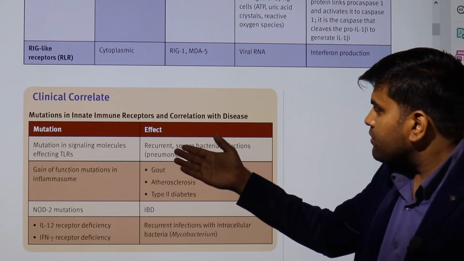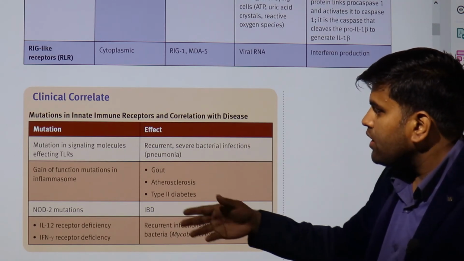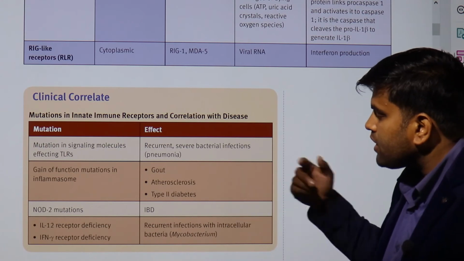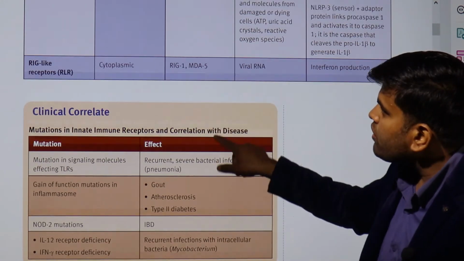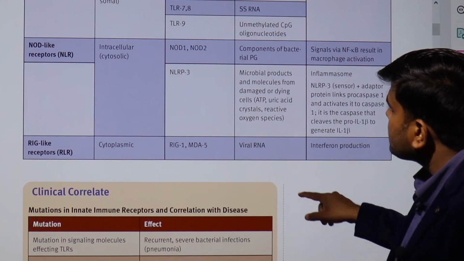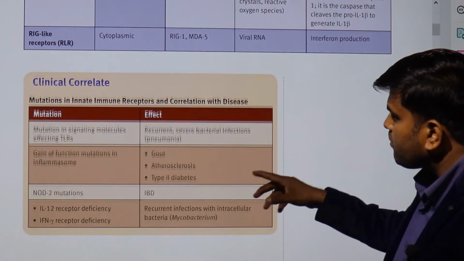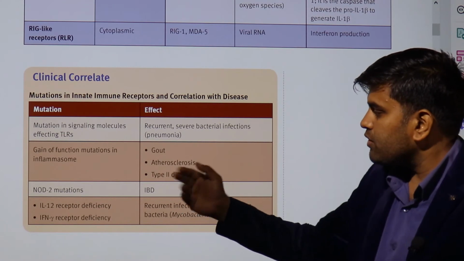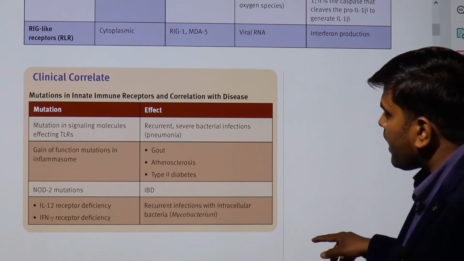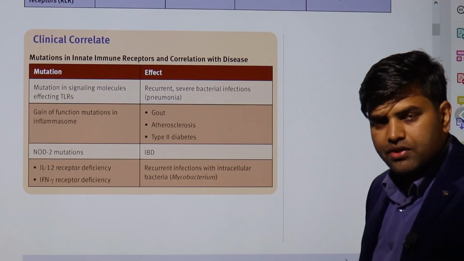So toll-like receptor, recurrent and severe bacterial infection, pneumonia. Gain of function mutation in inflammasome results in gout, atherosclerosis, and type 2 diabetes. If there is a mutation in the nod-like receptor, then they will develop inflammatory bowel disease. If you have interleukin 12 receptor deficiency or interferon gamma deficiency, then you will have mycobacterium intracellular bacterial infection.